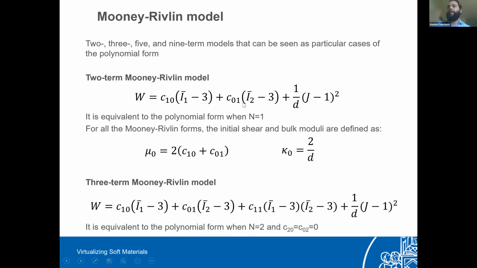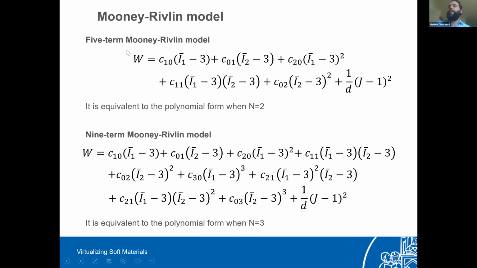And indeed, you can see that actually this model is equivalent to the polynomial form when n is equal to 1. The 3-term is adding the term that is coupling the effect of the first and the second invariant. The 5-term is adding the second order. And in fact, it is equivalent to the polynomial when n is equal to 2. And finally, the 9-term Mooney-Rivlin model is based on also the 3rd degree of interaction between the first and the second invariant. And it is equivalent to the polynomial when n is equal to 3.